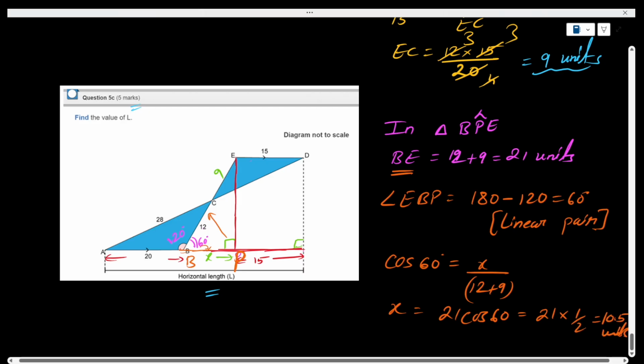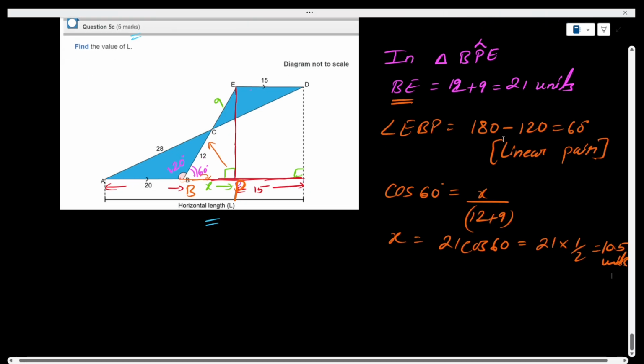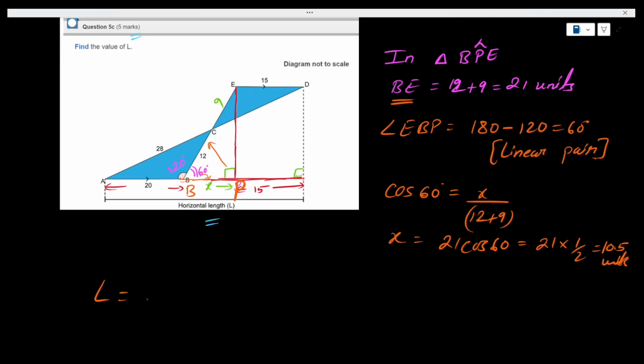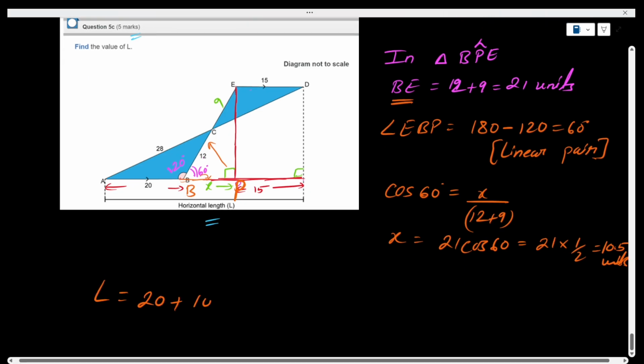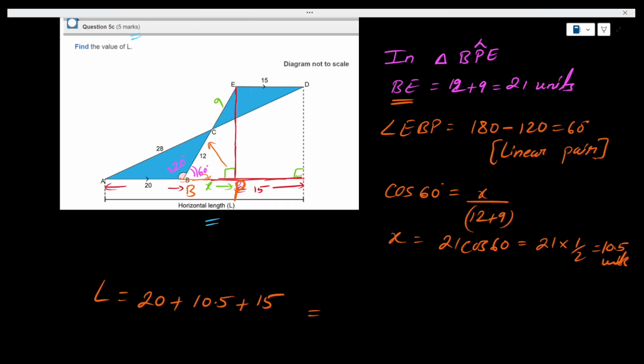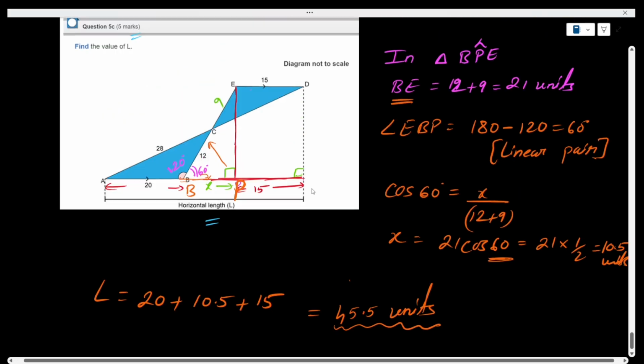So what is going to be the horizontal length? The sum of these three parts here. So L will be 20 plus 10.5 plus 15, which is going to be 45.5 units, the horizontal length. So this is the way you solve. You use the sine cosine rule to solve the questions.